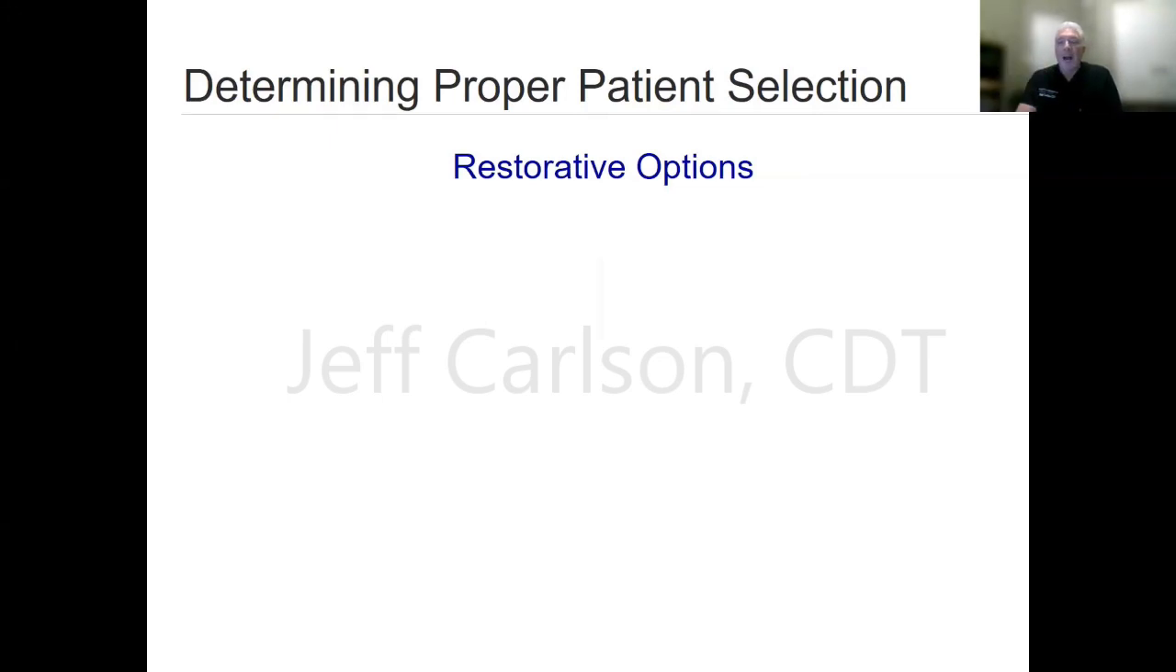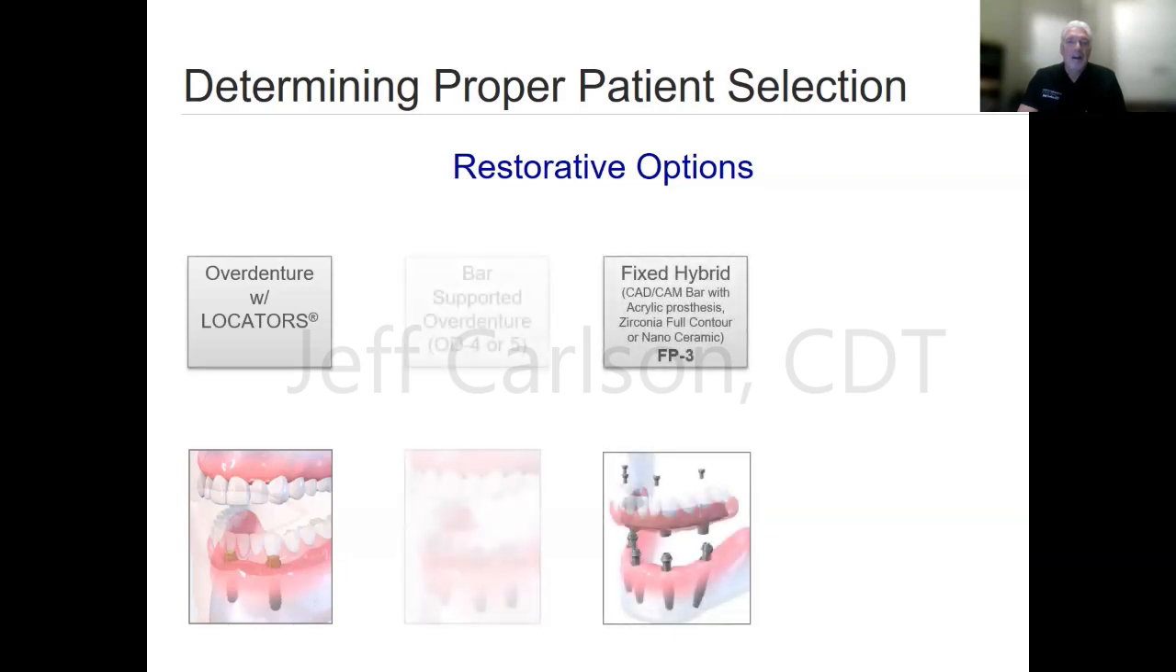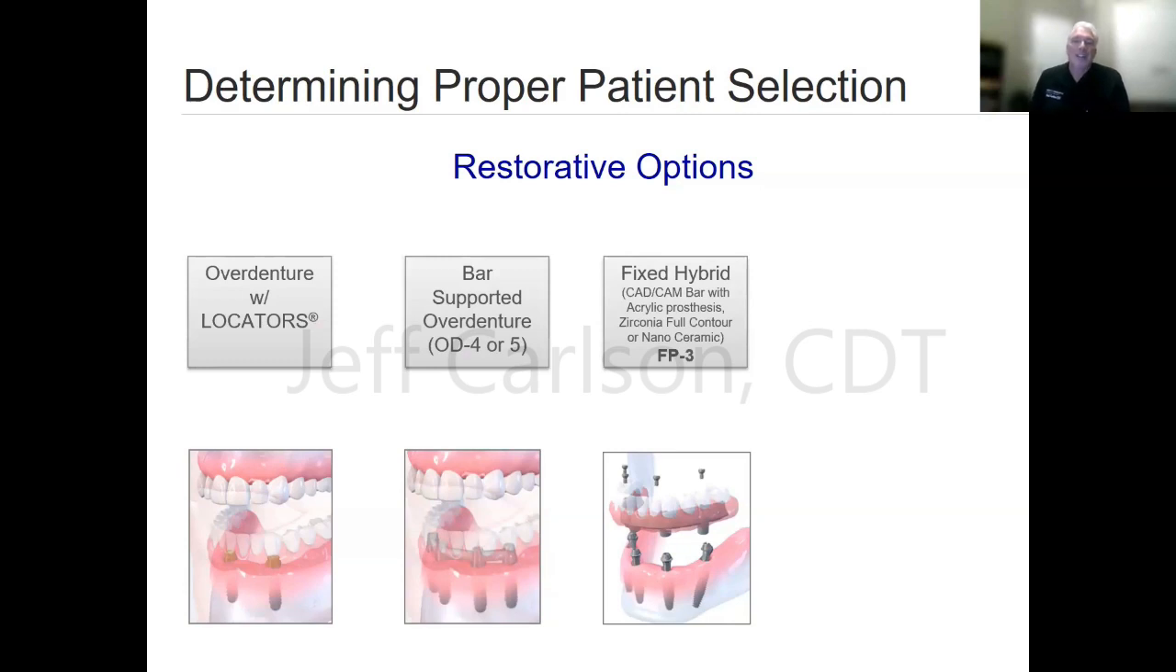So talking about some of our options, I'm going to get into some key points with some of these. Tonight, we're going to look at overdentures with locators. We're going to spend a fair amount of time on that. We're not really going to get into the FP3 tonight. We've already done some PowerPoints on that.